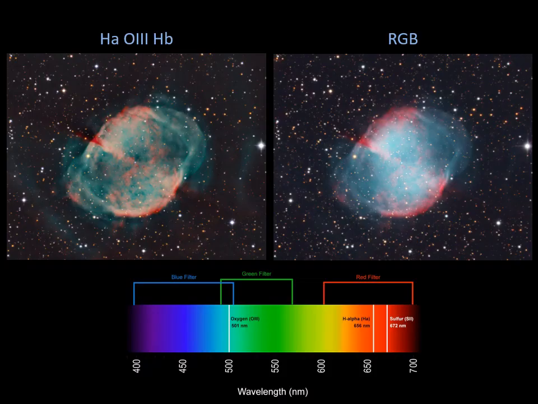Finally, here I have M27, the Dumbbell Nebula, mapped with a spectral palette using hydrogen alpha, oxygen, and hydrogen beta. And on the right, I have an RGB image with no narrowband data at all. The blue color in the RGB image is a result of the dominant O3 emission line influencing and amplifying the blue channel. The broadband filter encompasses the O3 line and is dominant in this planetary nebula and most planetaries actually. Both the blue and green filters contain the oxygen line, as you can see here in the diagram.